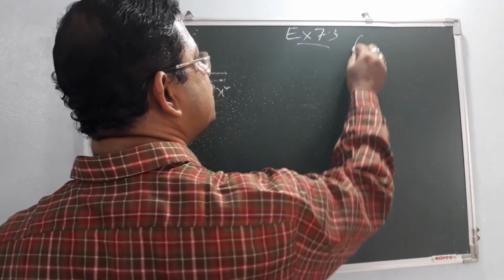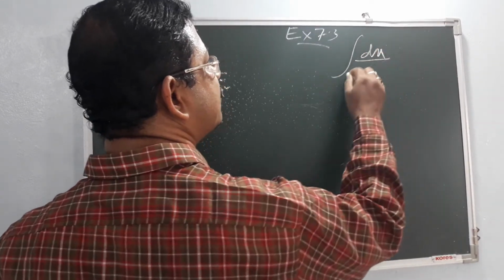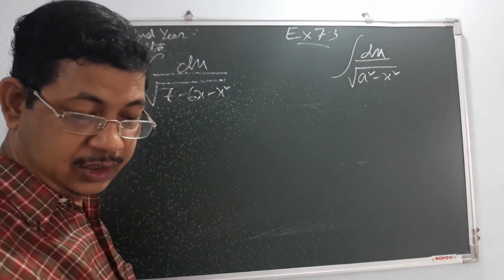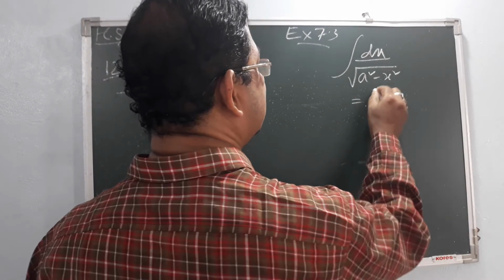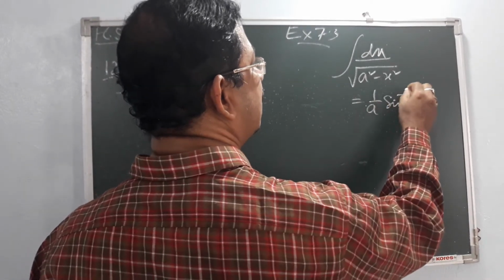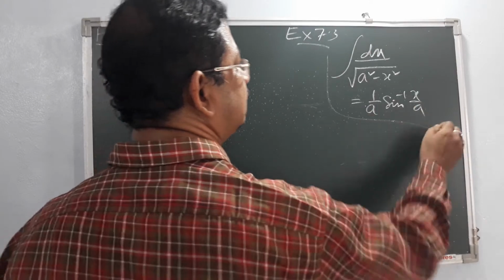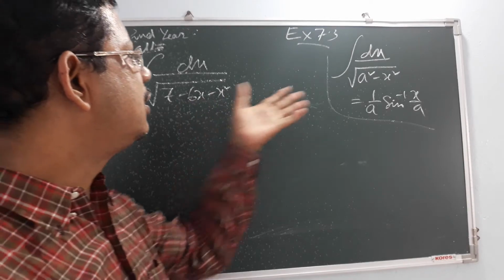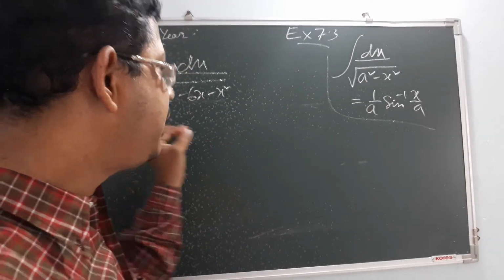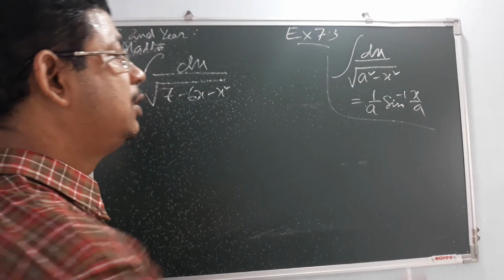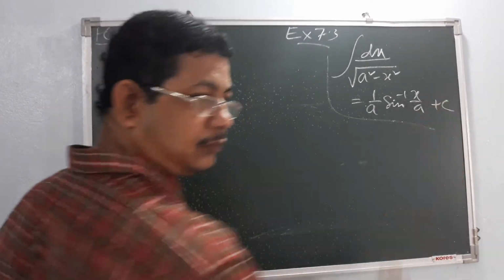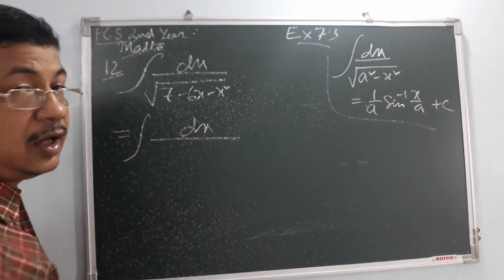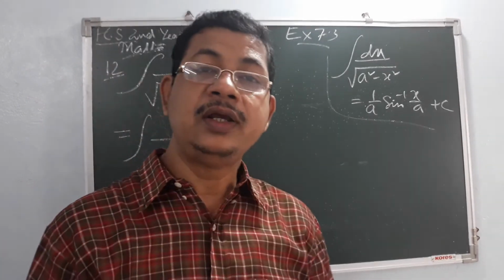Here we will use one formula, that is dx divided by root over a square minus x square is 1 by a sine inverse x by a. Now, what is the similarity of this one? You see, this is different, but we will make it in the form and we will implement that formula. Now, in this case, we have knowledge of class 10, that is completing square.